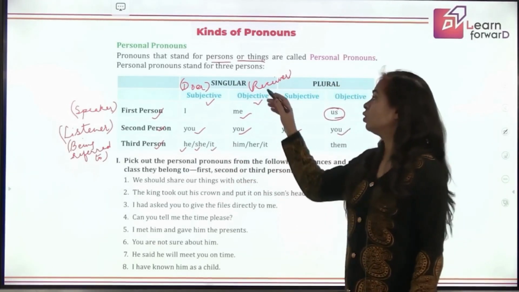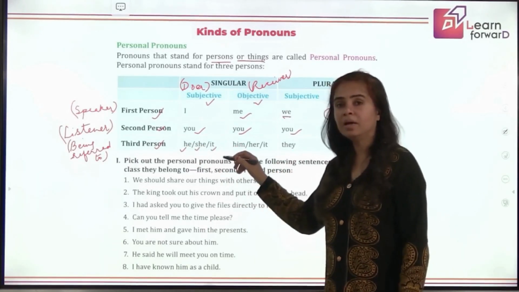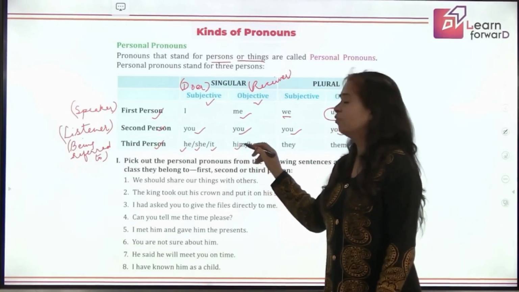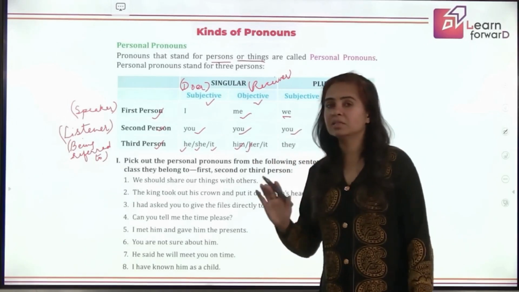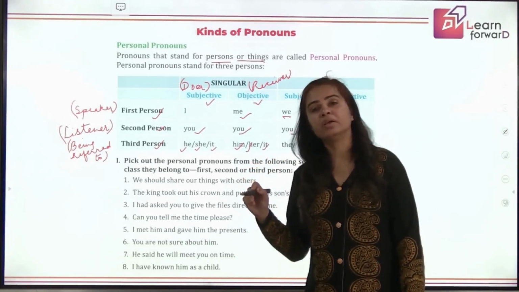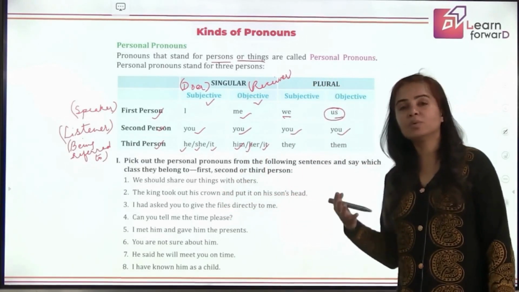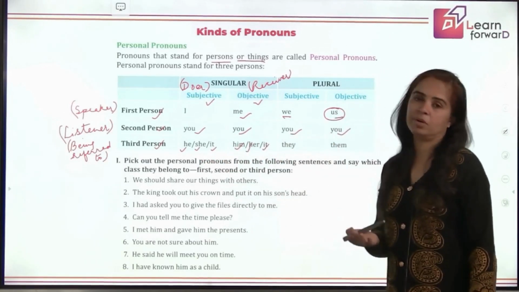But when we talk about the objective case, he changes to him. I gave him, I gave to her. So, him for males, her for females, and it remains the same, it does not change. I have a pet, I feed it every day. So, it remains the same. It is my favorite. It plays with me. So, whether it is in subjective form or objective form, it remains the same.